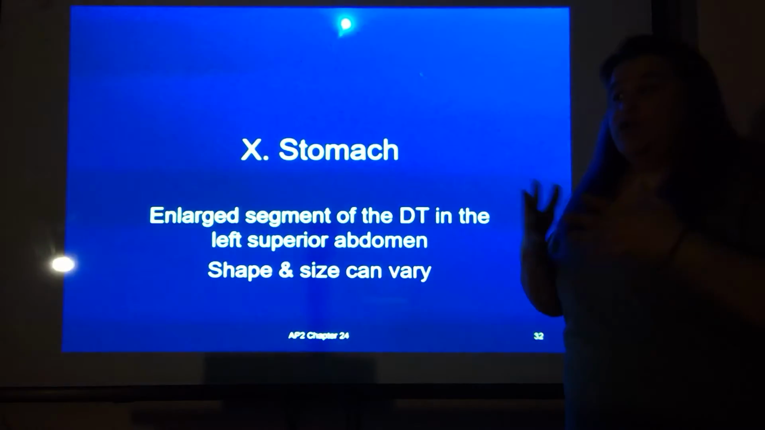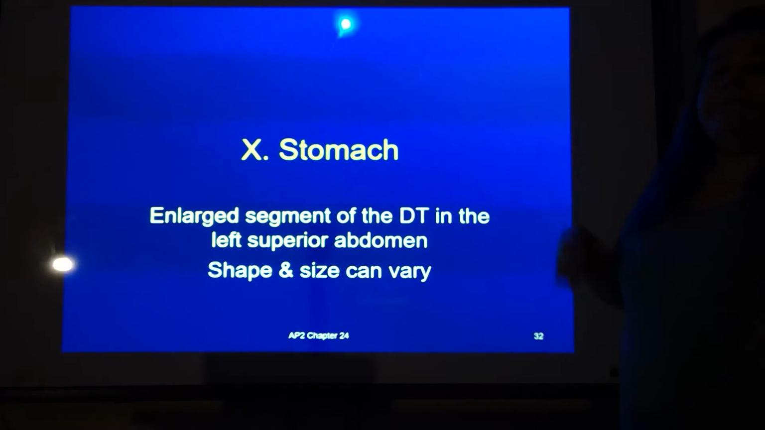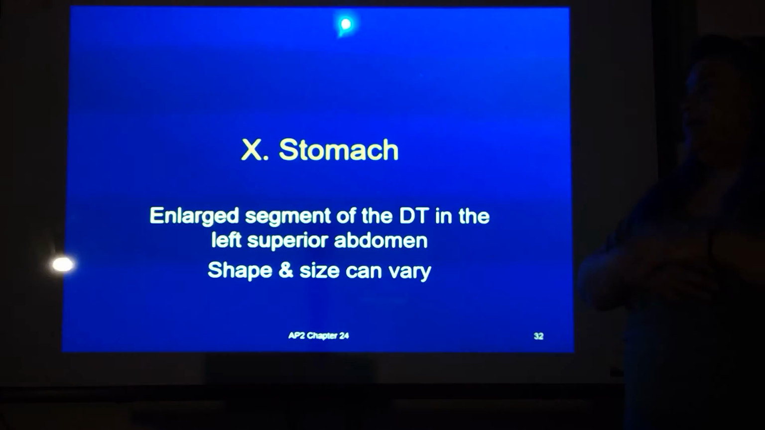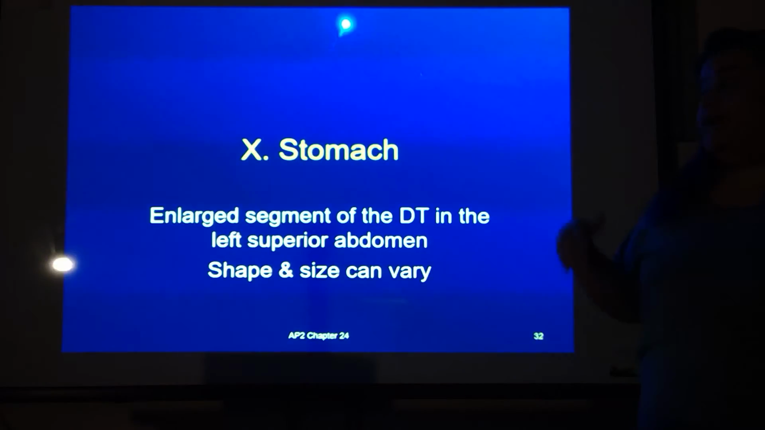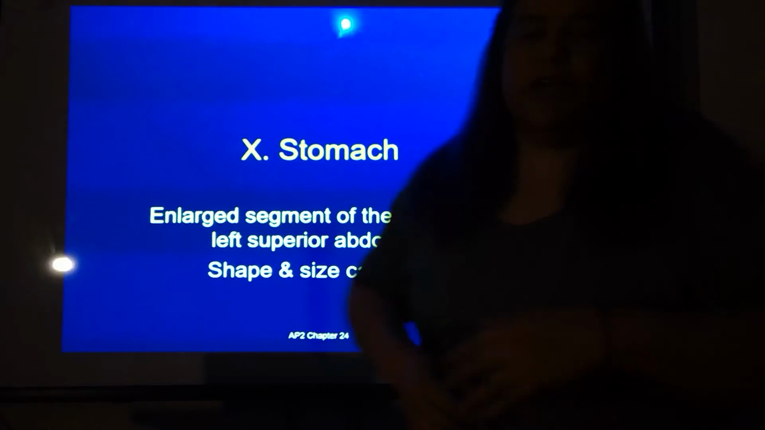Okay, so next in line after the esophagus is going to be your stomach. This is an enlarged segment of that digestive tubing, the digestive tract, in the left superior abdomen. Shape and size can vary. Your stomach is made out of some very elastic tissue. So if you're used to eating really, really huge meals, your stomach stretches out.